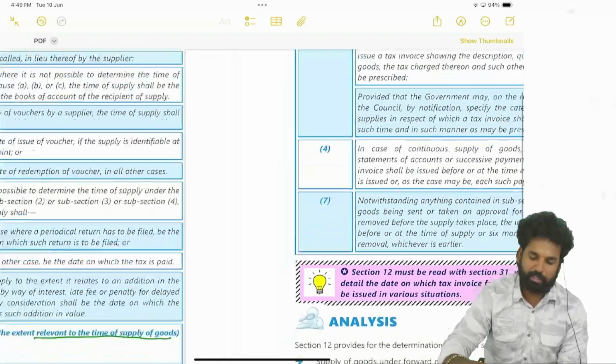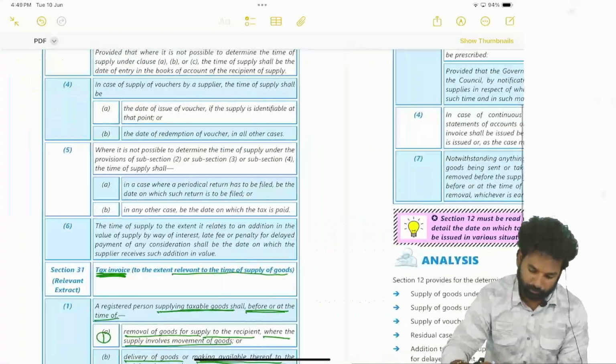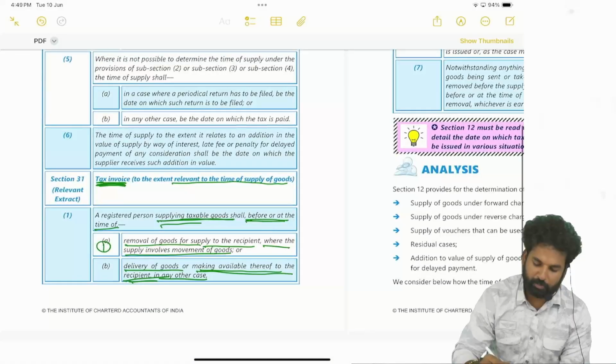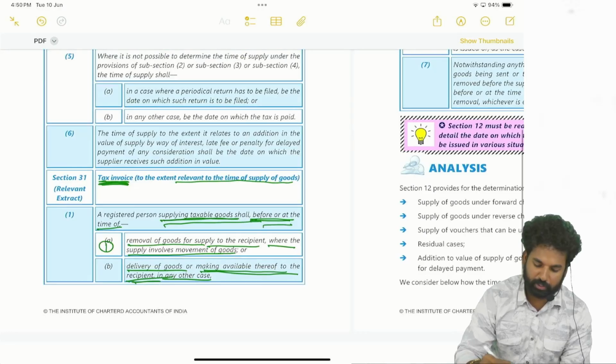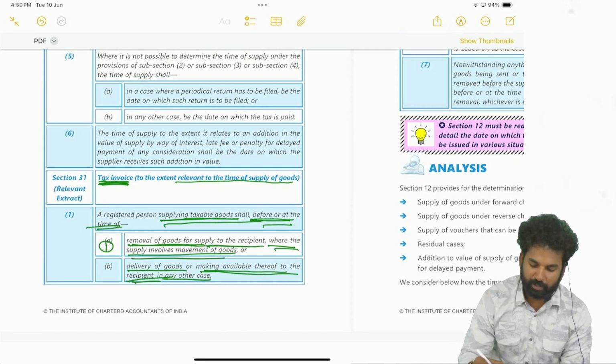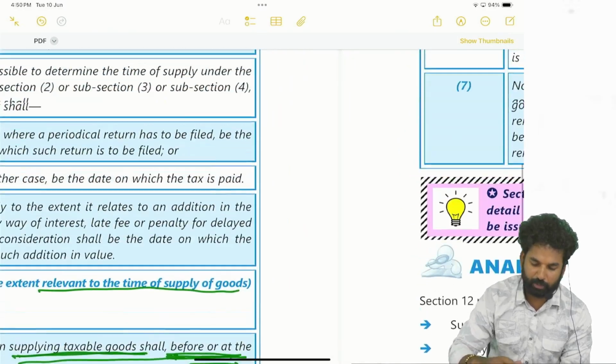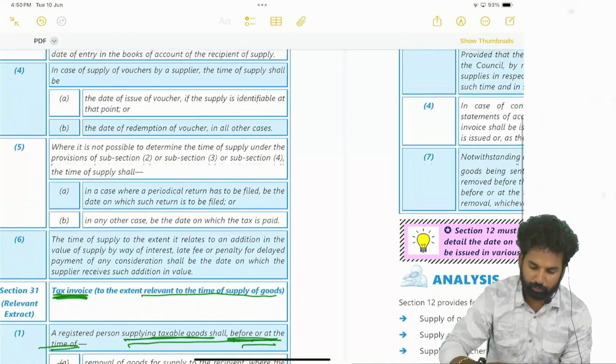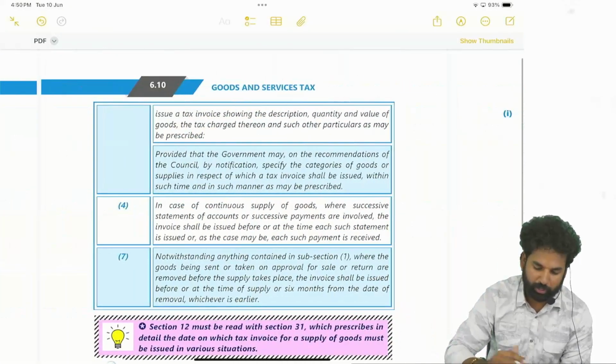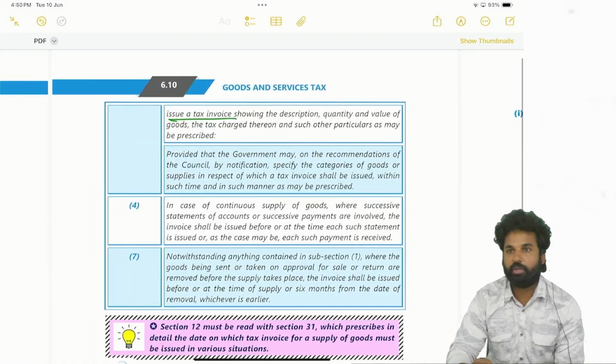Other relevant cases. A registered person supplying taxable goods shall, before or at the time of removal of the goods for supply to the recipient where the supply involves movement, or at the time of delivery of goods or making available thereof to the recipient in any other case, issue a tax invoice.